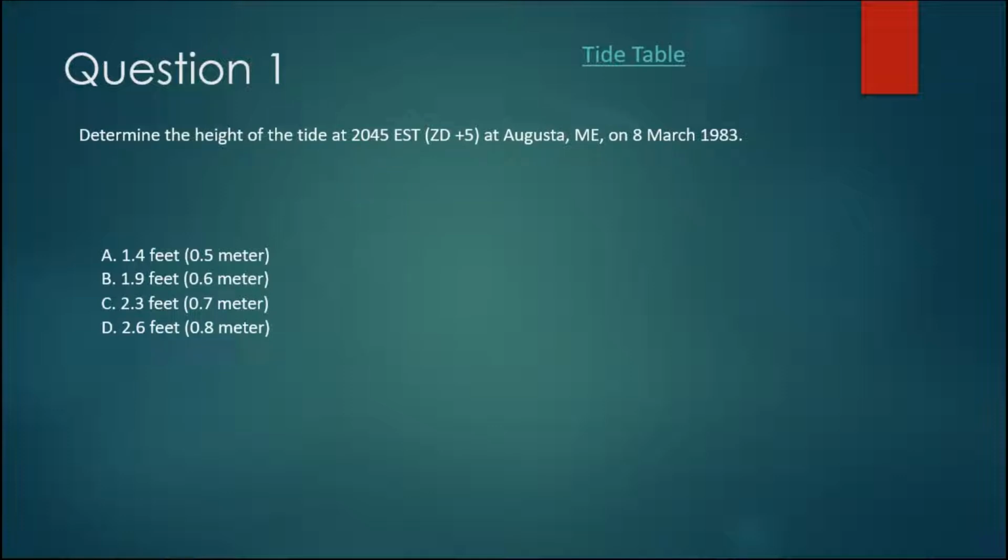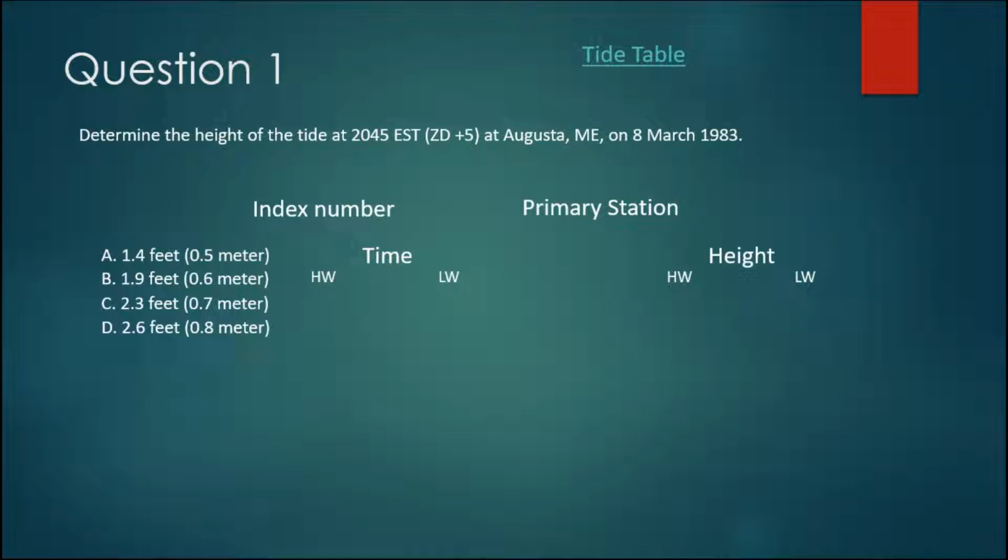Okay, question 1. They want us to determine the height of the tide at 20:45 Eastern Standard Time, zone description +5, at Augusta, Maine on 8 March 1983. So just like in the last lesson, we're going to set up our scratch paper the same way. We're looking for an index number, primary station, time of high water and low water, and height of high water and low water. Alright, so let's jump over here to the tide tables.